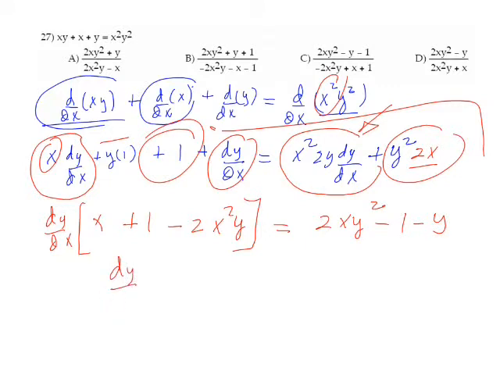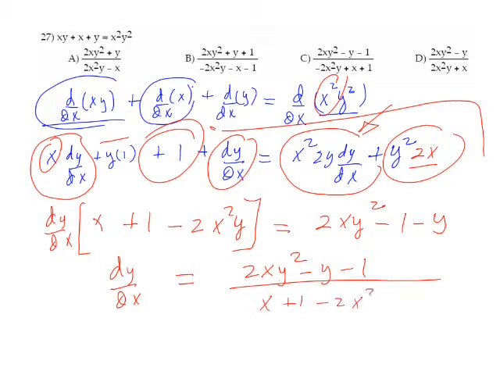calculating dy/dx, I'm going to rewrite this a little bit into 2xy squared minus y minus 1, just reordering it a little bit, divided by x plus 1 minus 2x squared y. And looking at possible answers, it looks like it is answer C.